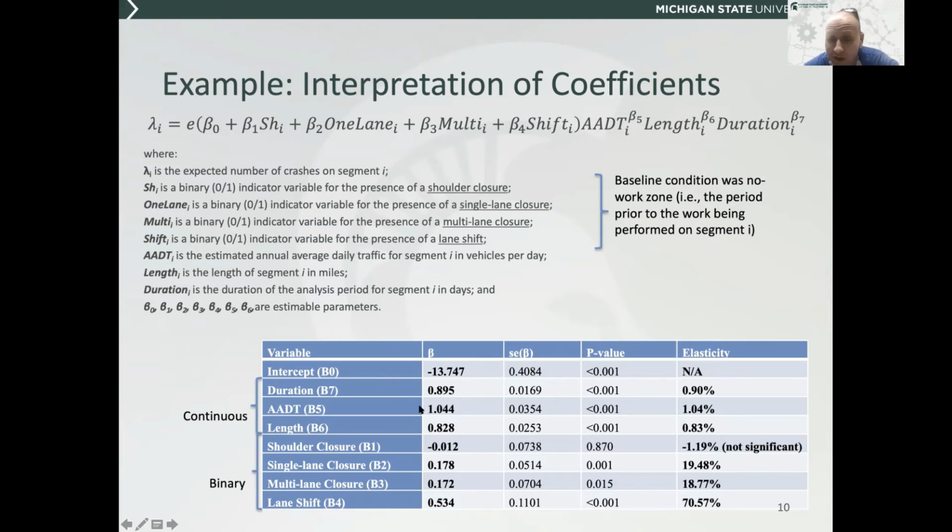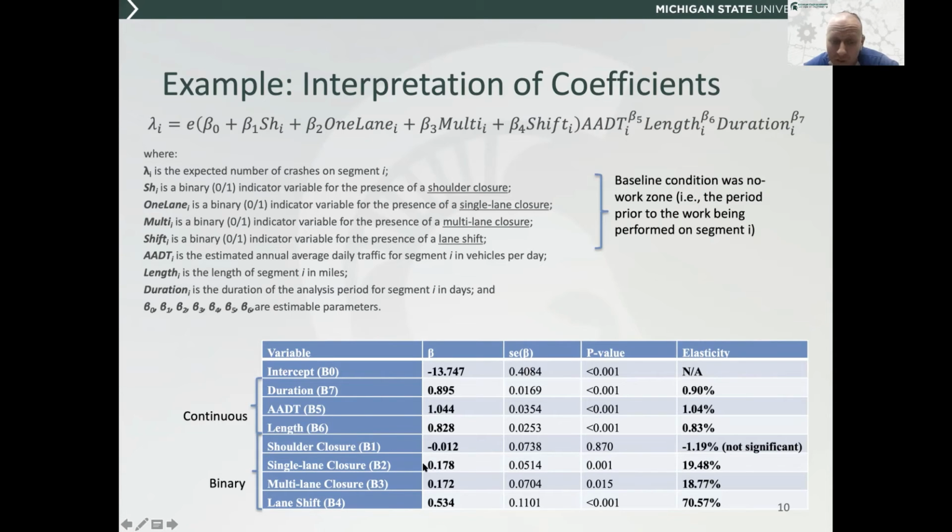Traffic volume is roughly elastic, so a 1% increase in volume leads to a 1.04% increase in crashes. And then segment length is somewhat inelastic, so a 1% increase in segment length results in a 0.83% increase in crashes. Each of the different types of traffic control treatments is comprised of a series of 0, 1 indicator variables. We don't really see much of a difference in shoulder closure. There's a very marginal and not statistically significant change in crashes.